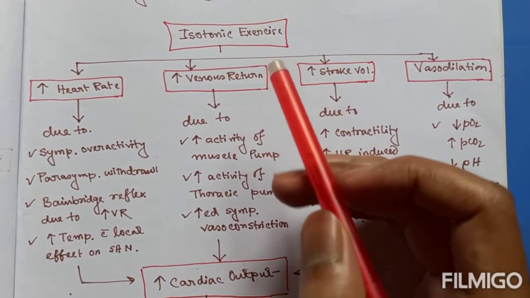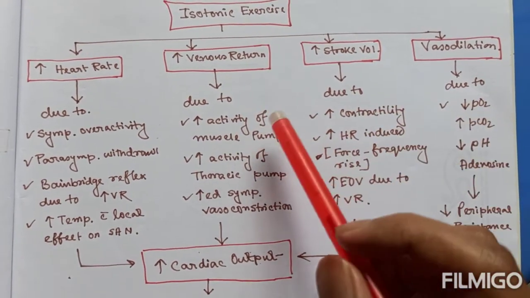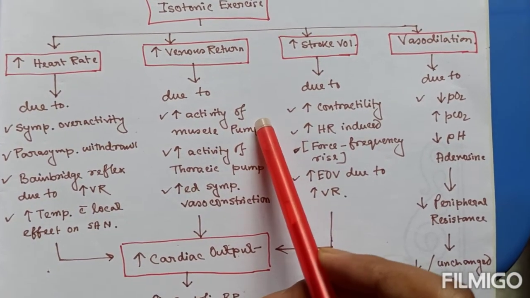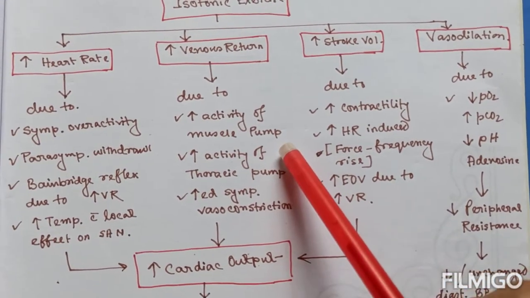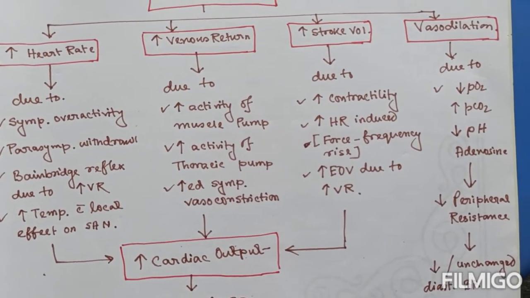And venous return is increased due to increased activity of the muscle pump, increased activity of the thoracic pump, and increased sympathetic vasoconstriction.